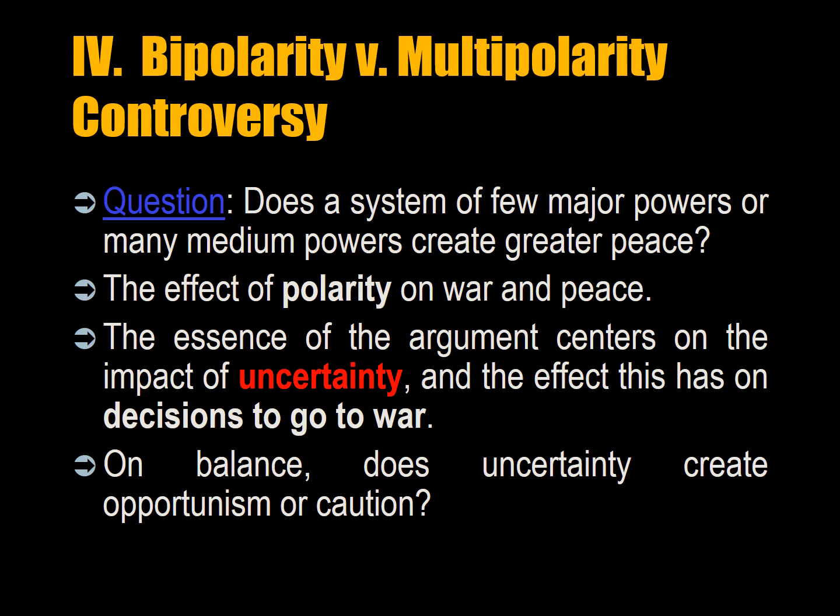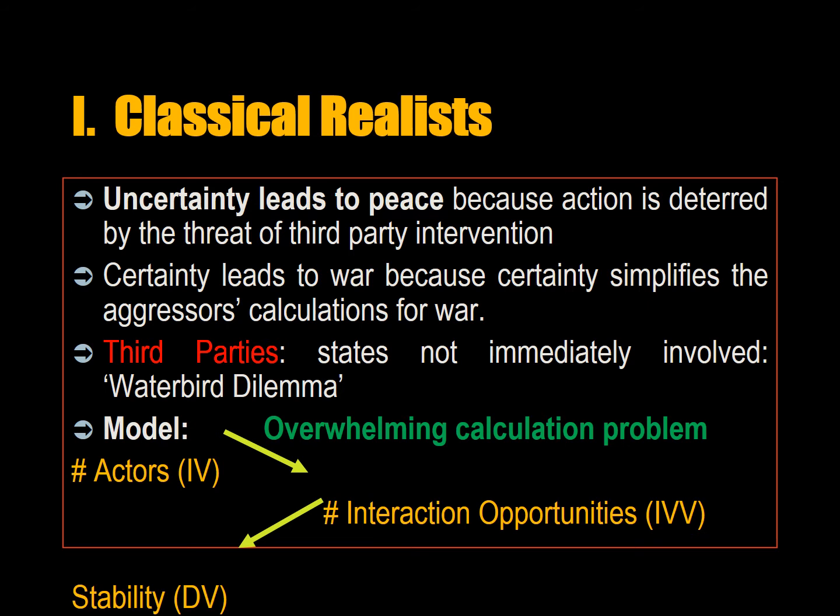Now, the essence of the argument centers on the impact of uncertainty and the effect this has on decisions to go to war by leaders. On balance, does uncertainty create opportunism, or does it create caution? So let's take a look at the role of uncertainty. Now, classical realists, these are the realists starting with Morgenthau in the 1940s, 50s, and 60s. For them, uncertainty leads to peace because action is deterred by the threat of third-party intervention.